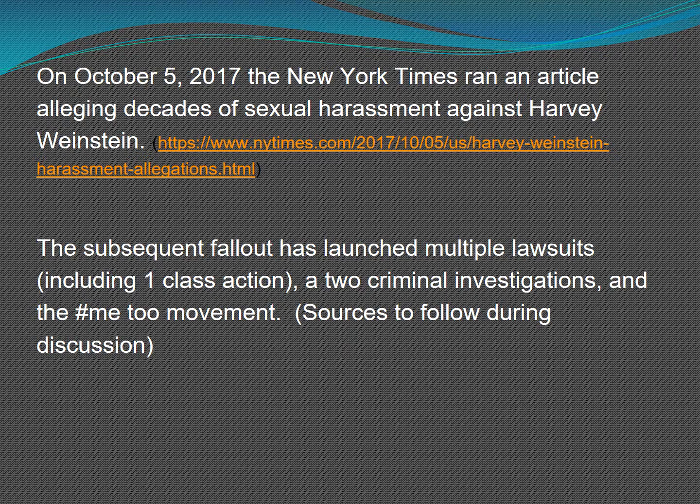By now, most of you have been bombarded by this in the news. On October 5th, 2017, the New York Times ran an article alleging decades of sexual harassment against Harvey Weinstein. And since then, it's been nonstop. Many of you have probably seen multiple articles and are a little confused as to who's suing who and what type of charges there actually are against Harvey Weinstein. So I hope to clarify that in a brief timeline.